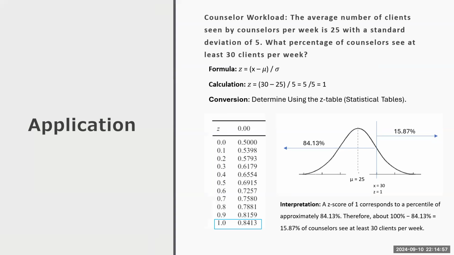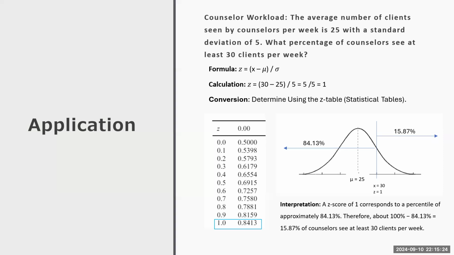Using the formula that we have for Z-score, we're going to plug in the sample score, which in this case is going to be 30 because that's what we're trying to figure out, with the population mean of 25 and the standard deviation of 5. We're going to calculate that. 30 minus 25 is 5. We're going to divide it by 5, which gives me a calculation of 1. So we have a Z-score of 1.